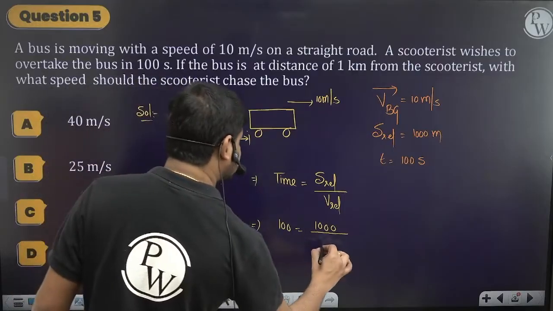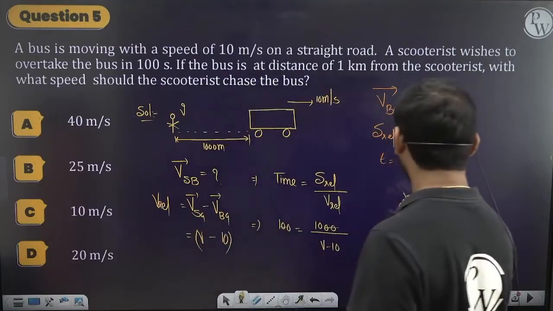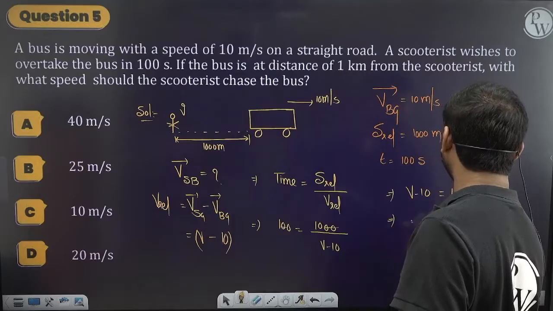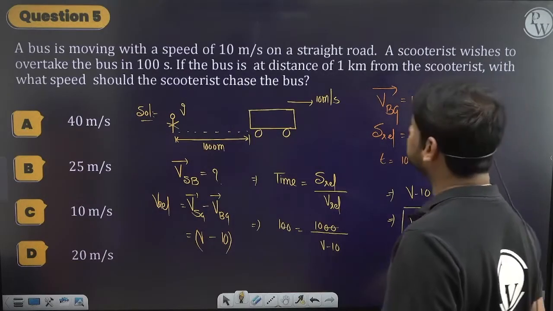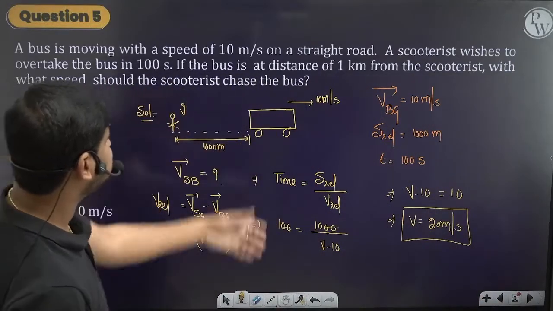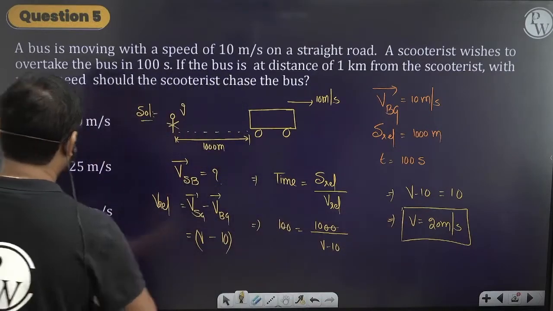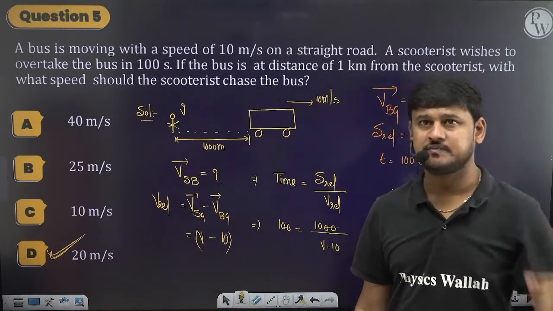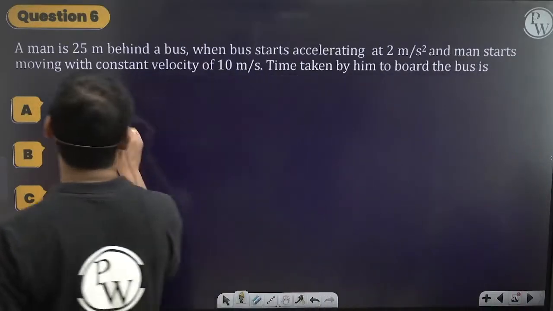Then I can substitute here V minus 10. Here two zeros cancel. So I can write V minus 10 is equal to 10. From here V is equal to 20 meter per second. So what is V? The velocity of the scooterist, the speed with which the scooterist should chase the bus: 20 meter per second. Option D is the correct one. Clear? Everyone understood this concept? Okay, next. Let's move to the next question.